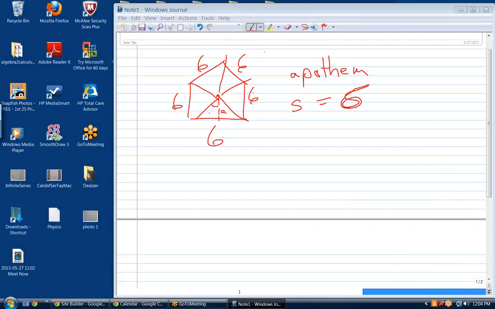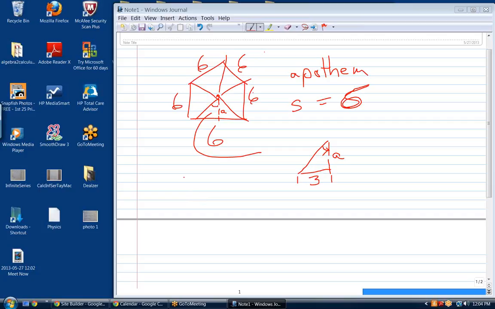In other words, if I take this triangle and draw it separately, like this, where this is the apothem, what is this dimension right here? Would it be 3? Okay. What is this angle right here? Is it 30?